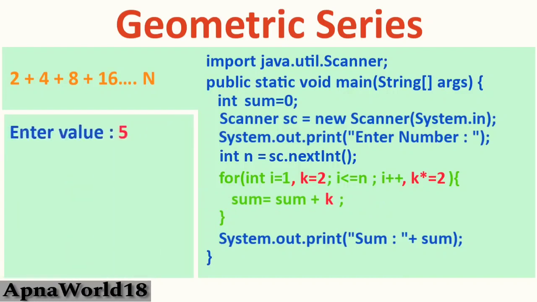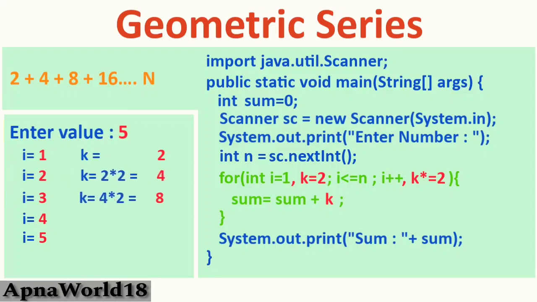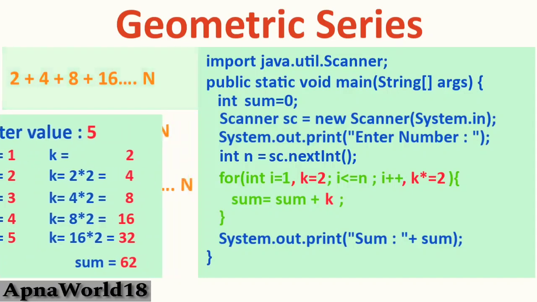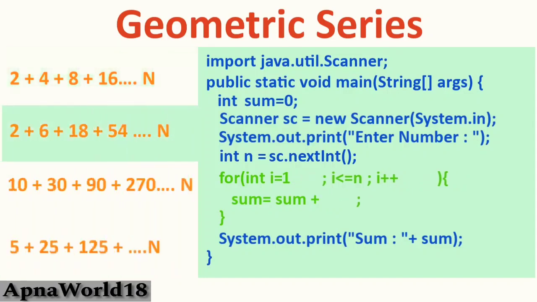So if a user enters n is equal to 5, the loop will run 5 times and k will start with 2. Then it will get multiplied by 2 to 4, then 8, then 16 and 32. Every time it will get added to sum. And this is our program for the series. Let's look at the next series.